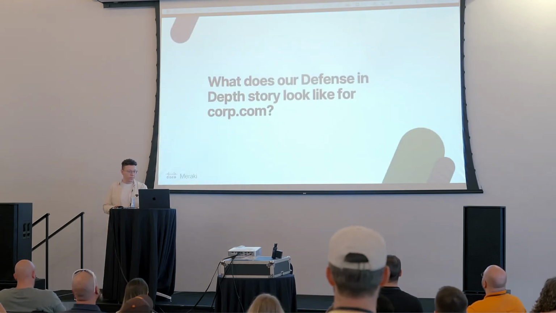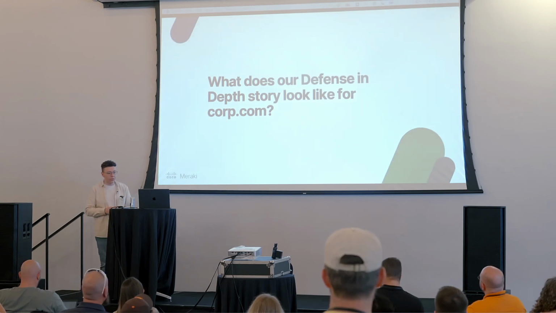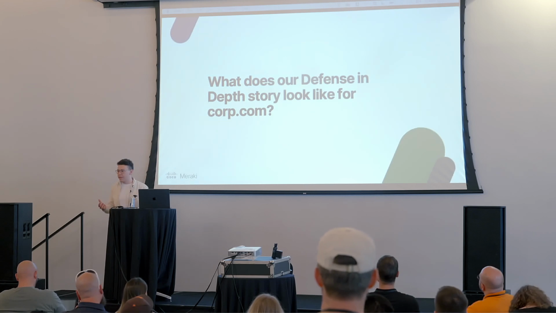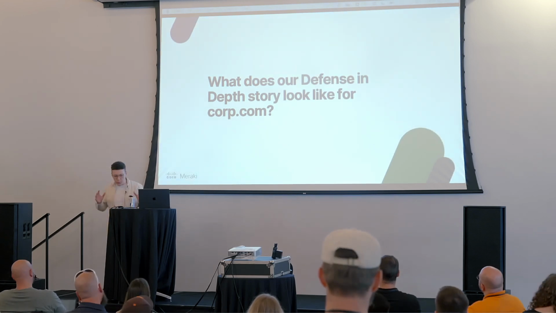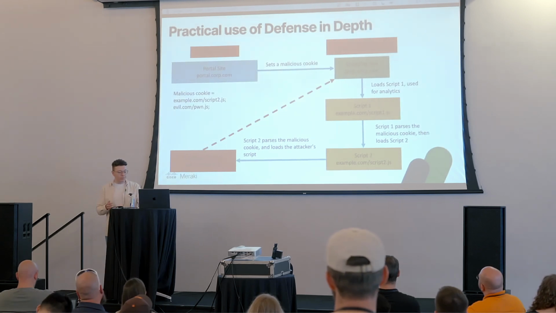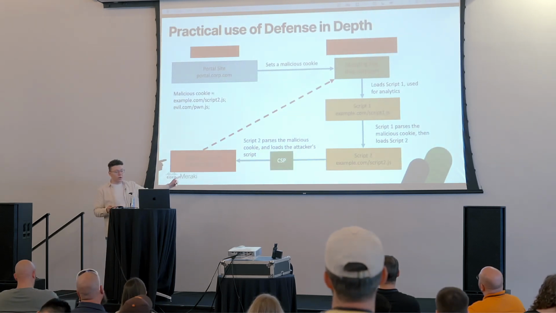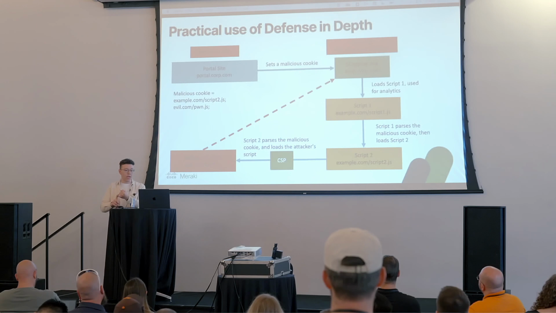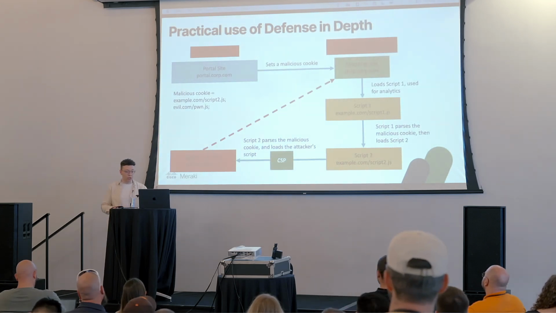And so now let's think, what does our defense in depth story look like for all of corp.com? We talked a lot about these attacks. We talked a lot about these defenses. Let's put it all together. Okay, so let's start with CSP. What if we configured the CSP at the bottom and we used a fetch directive to only permit loading scripts from example.com and corp.com? This would have prevented loading the script from evil.com.